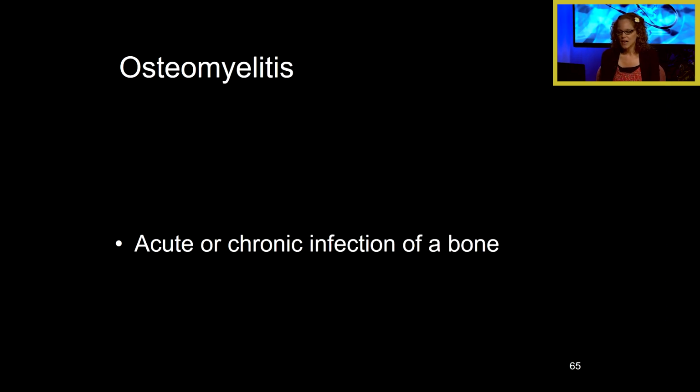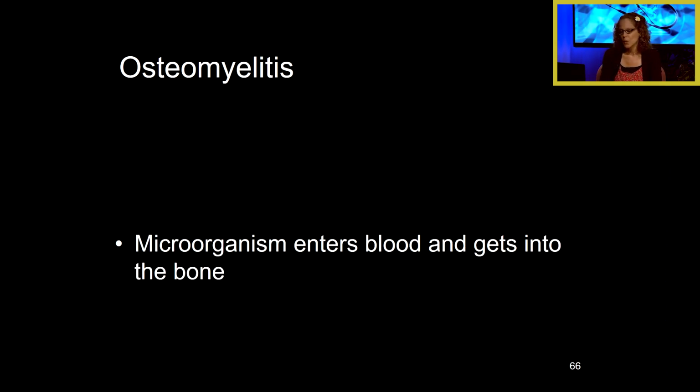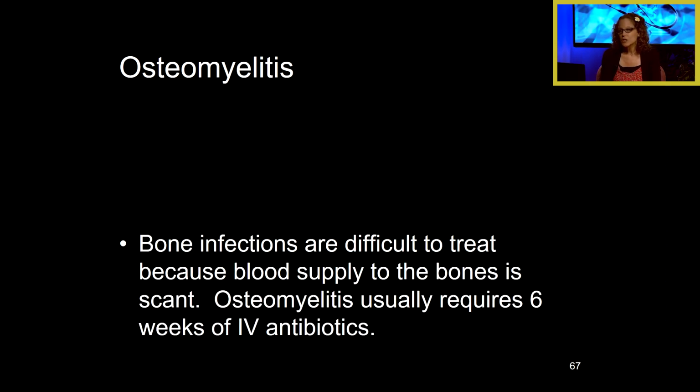All right, so let's take a little bit of time and talk about osteomyelitis. We said that it was acute or chronic infection of a bone. It's when a microorganism enters the blood and gets into the bone and actually infects the bone. These infections are difficult to treat because blood supply to the bone is scant, meaning we don't have a lot of vasculature contributing to our bones. And osteomyelitis usually requires about 6 to 8 weeks of IV antibiotics.